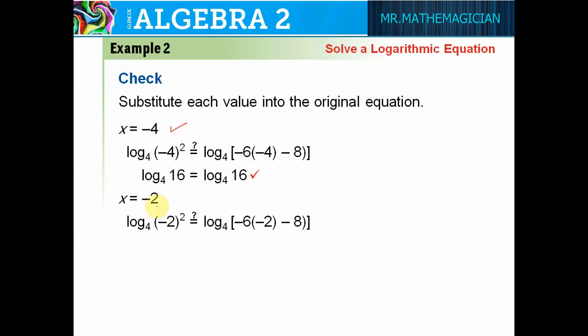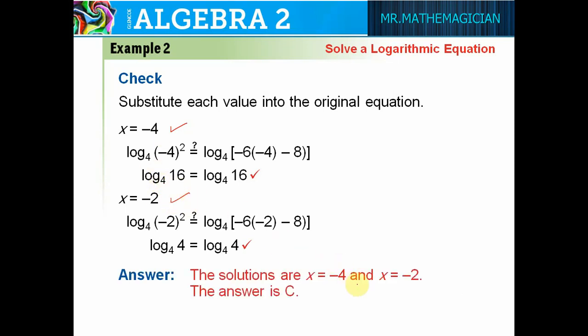Now for x equals negative 2, also substitute in the place of x. This will be negative 2 to the power of 2, which means log 4 to the base 4. This one as well will be log 4 to the base 4, so it works as well. Means the solution really is negative 4 and negative 2. So the answer is C.